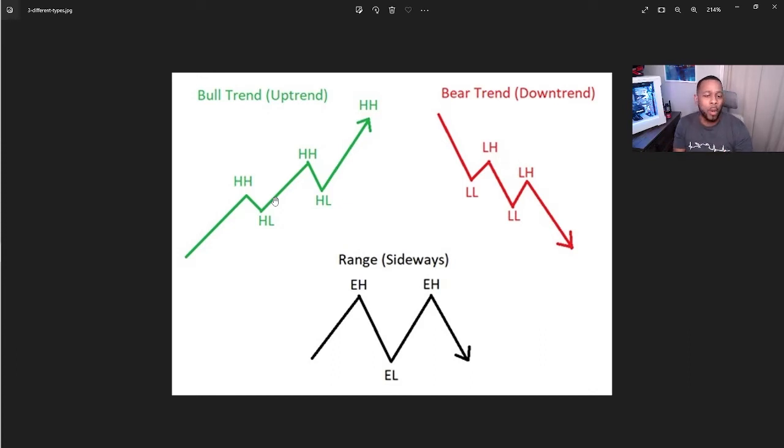Going back to the range where it's sideways, you see it's pretty much an even high and an even low, where price is just trading between two ranges, right?